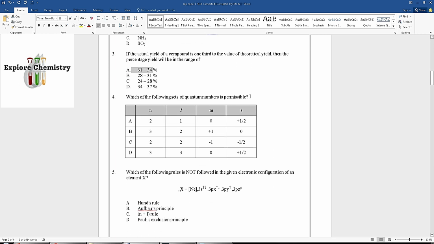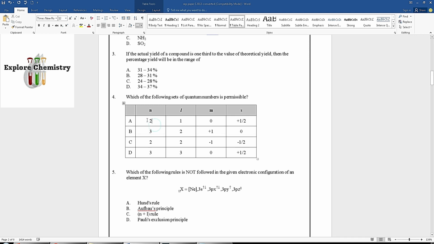Number 4, which of the following set of quantum number is permissible or correct? Over here this is wrong. Spin quantum number value cannot be 0 or any whole number. It is always plus half or minus half. So this one is wrong.